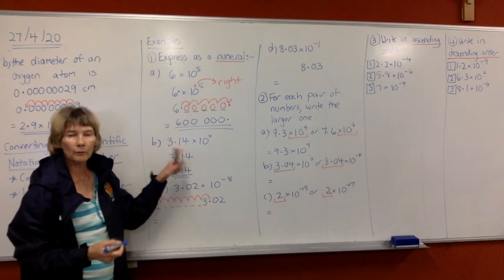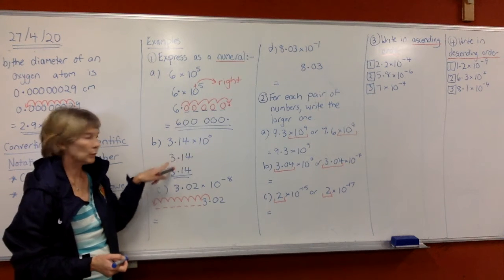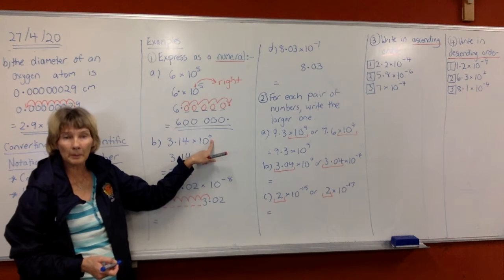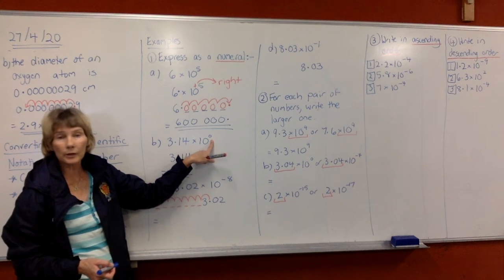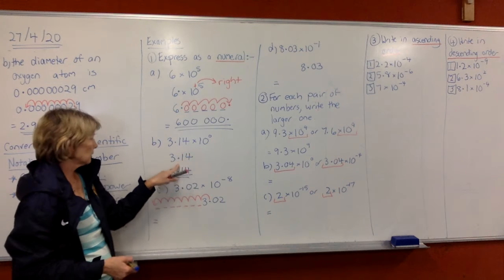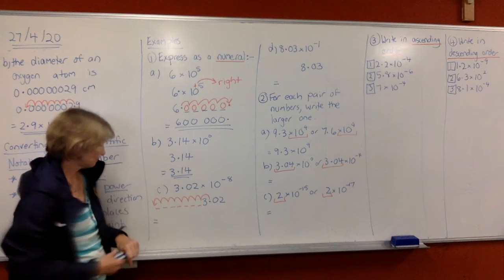We have 3.14 times 10 to the power of 0. Copy down the decimal here, 3.14. This tells you, the 0 at the top of the power, tells you that we are going to jump the decimal point. No places, we're not going anywhere. So that means if we're not going to go anywhere, that's your answer, 3.14.